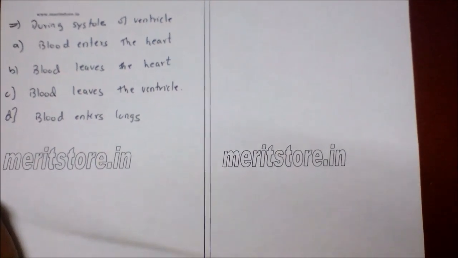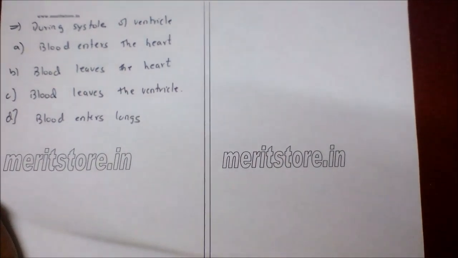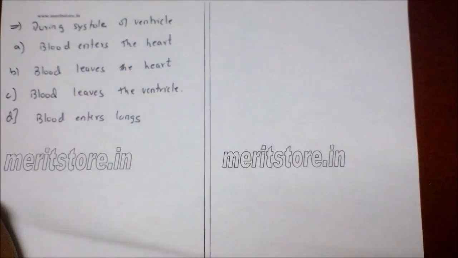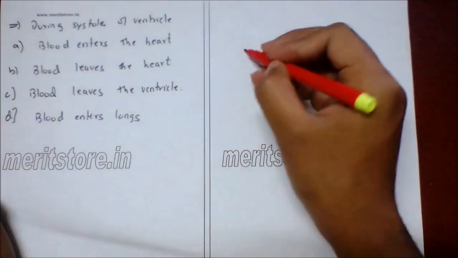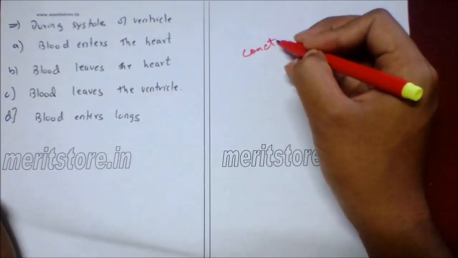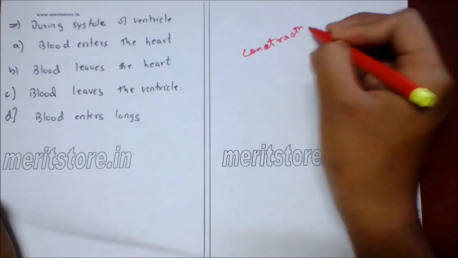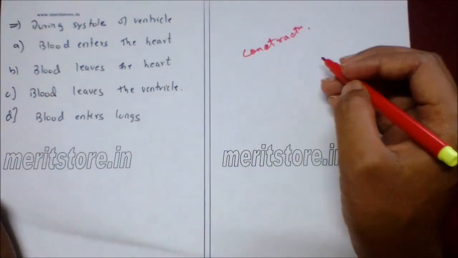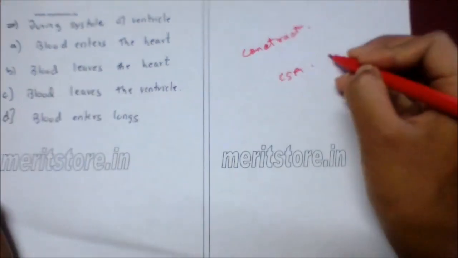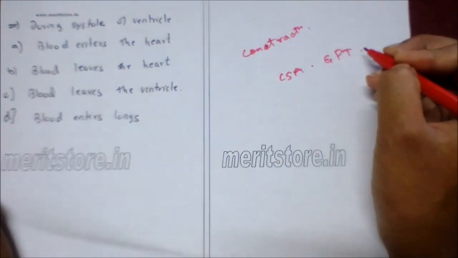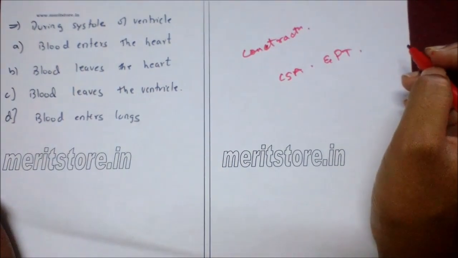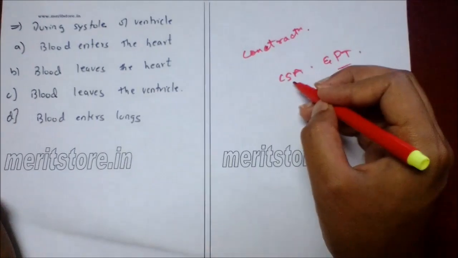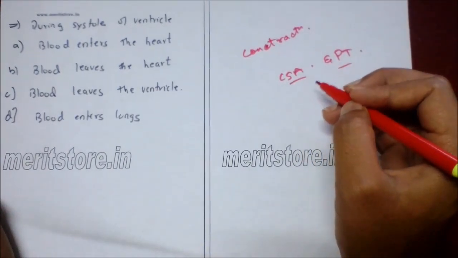During systole, the ventricles: A. Blood enters the heart, B. Blood leaves the heart, C. Blood leaves the ventricle, D. Blood enters the lungs. So systole is contraction of the ventricles. So during this stage, the opening of the semilunar valves occurs, so the blood leaves the ventricle through pulmonary trunk and the aorta.